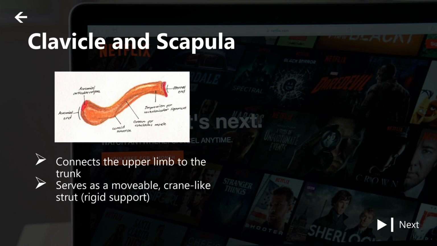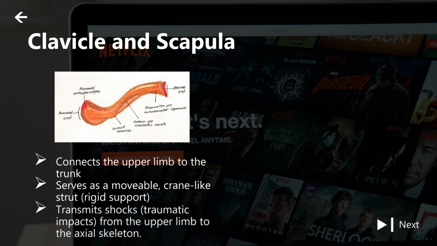It serves as a movable crane-like strut for rigid support, from which the scapula and free limb are suspended, keeping them away from the trunk so that the limb has maximum freedom of motion. Lastly, it transmits shocks or traumatic impacts from the upper limb to the axial skeleton.